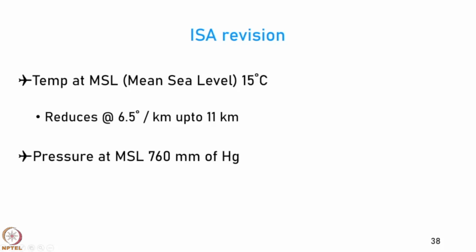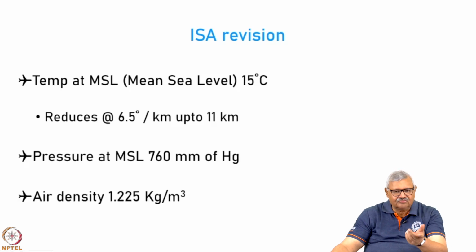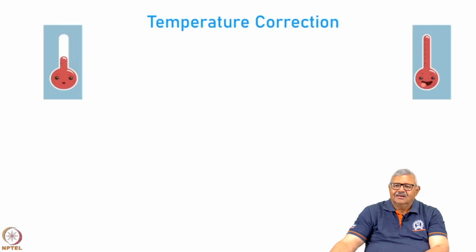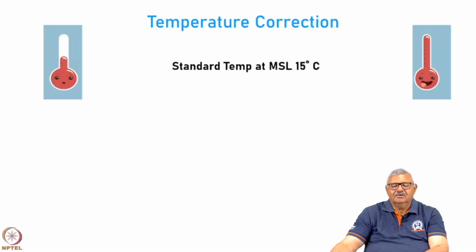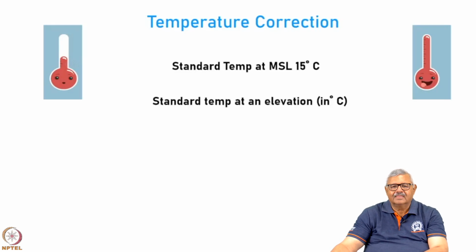Pressure at mean sea level is 760 millimeters of mercury, 29 inches of mercury. This can also change from place to place. Air density also is standard, but it will also change when you have a higher altitude. Now, let us look at temperature correction. Now, the temperature at sea level under the mean conditions is 15 degrees centigrade or 288.16 degrees Kelvin, right.